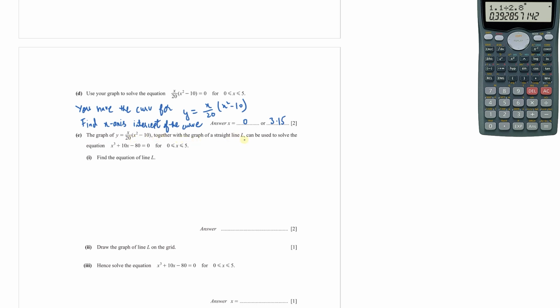The next part is the graph of y equals x over 20 into x squared minus 10, together with the graph of a straight line L, can be used to solve this equation x cubed plus 10x minus 80 equals 0 for x between 0 and 5. Find the equation of the line L.